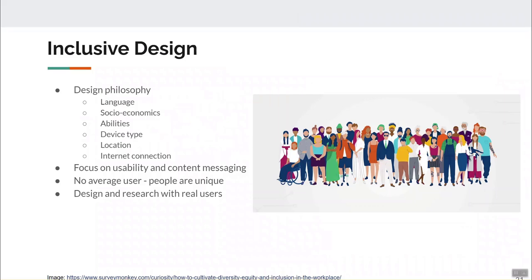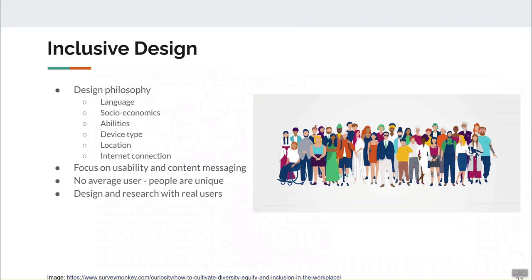On the right, there is a graphic of quite a diverse group of people. There's different ages, genders, people of different heights, people with different hair colors, people wearing different types of clothing. Some people are wearing glasses. There's a person using a wheelchair, and there's somebody with a dog.